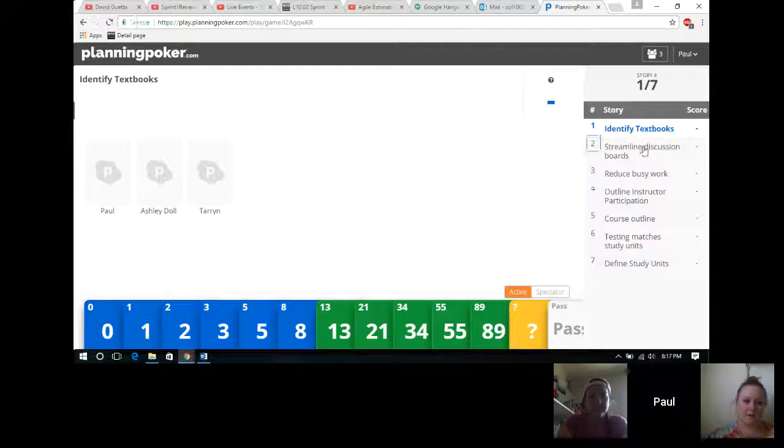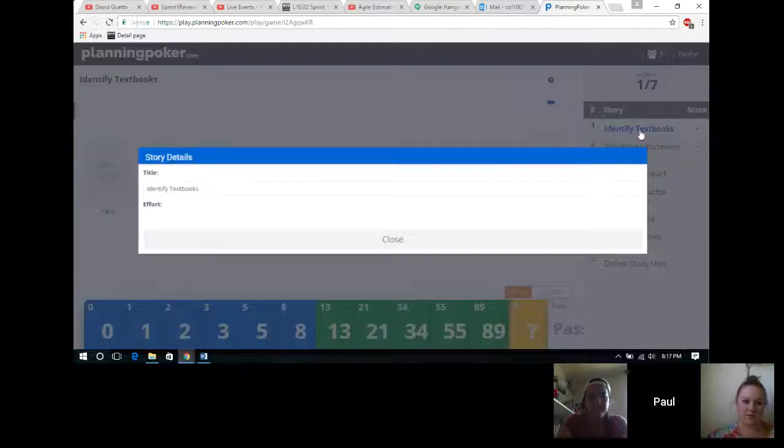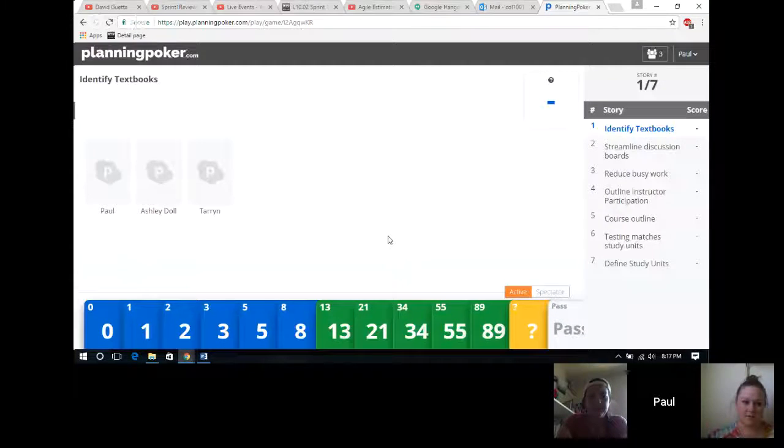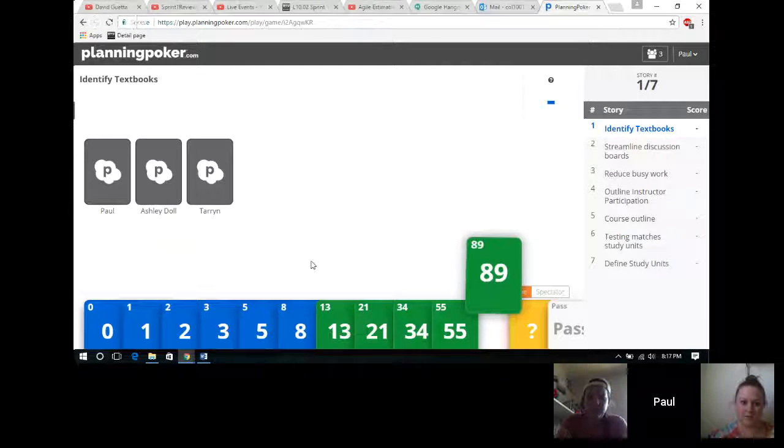So we'll start with number 1, identify textbooks. We felt that the course had too many resources to pull from, so we wanted to have just maybe 1 or 2 textbooks that were the standard for the class. So we'll start on that one. Okay, I've chosen my card.